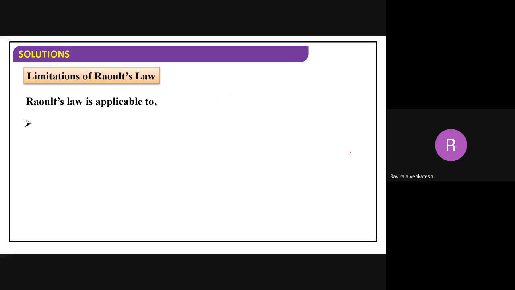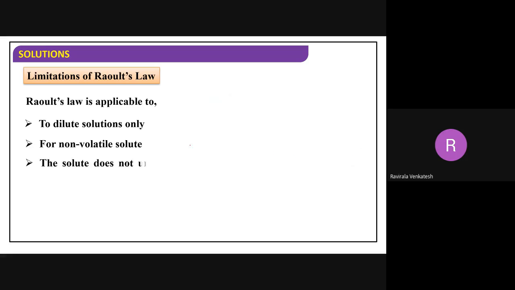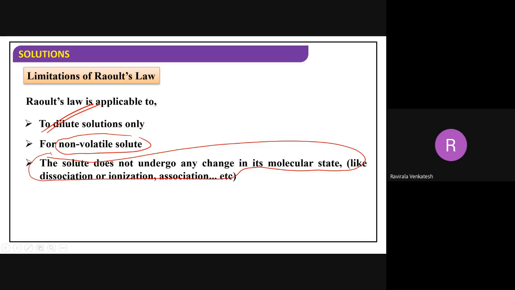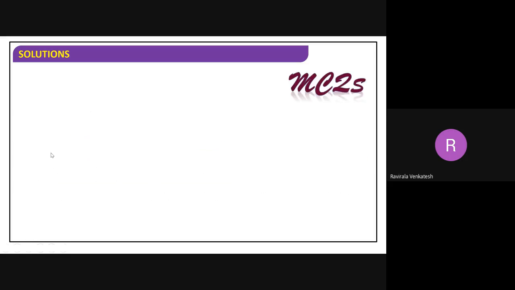Now, we'll do one problem over here. I already told you the conditions are compulsory: it should be a dilute solution. Colligative properties hold only for dilute solutions, and the solute must be non-volatile and the solvent must be volatile, and the solute does not undergo any change in molecular state like dissociation or association. I will explain this later, after completion of the four colligative properties.